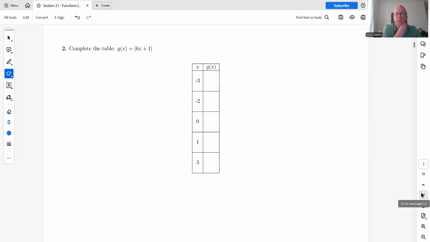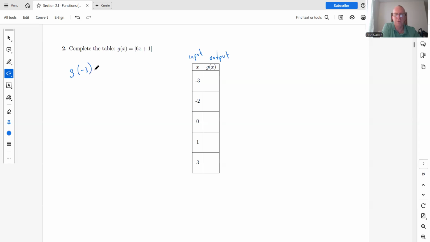So number 2, complete the table. We have g of x equals absolute value of 6x plus 1. And so we have a table of inputs here. So the x, of course, is always going to be our input. And then the g of x or f of x or h of x or whatever the function is, that will be our output. And so now all we need to do is plug in each of these numbers for the x, and we can get the output.